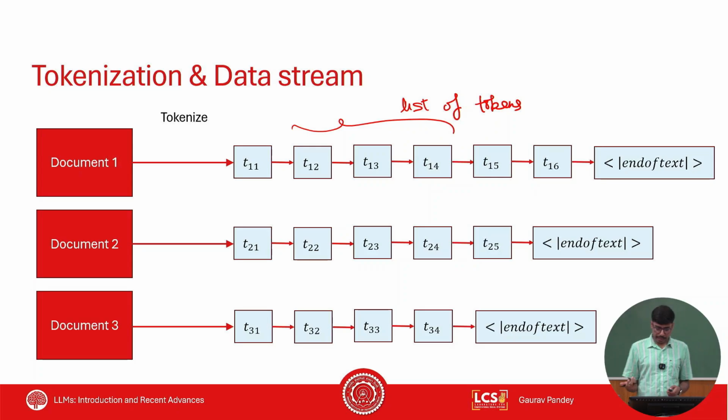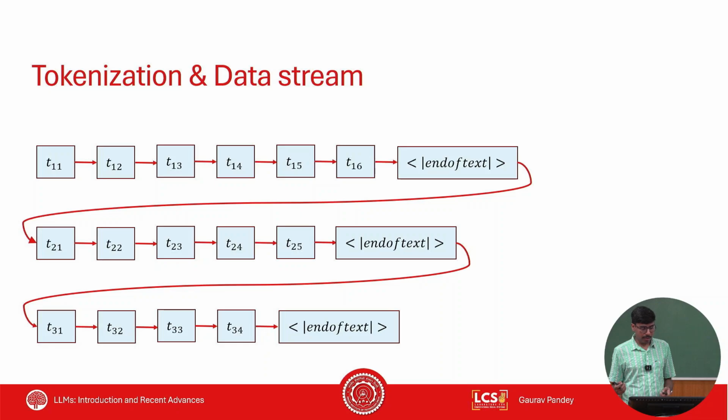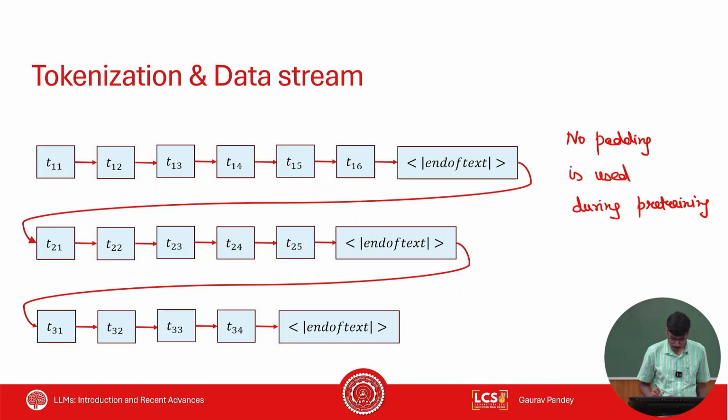But when you do pre-training, what you do is something very interesting. You take all these tokenized documents, and you create a long stream out of them. So why do we do that? During pre-training, we never use padding. No padding. So you create a huge chunk, and you have already decided your training sequence length, let's say 4096.